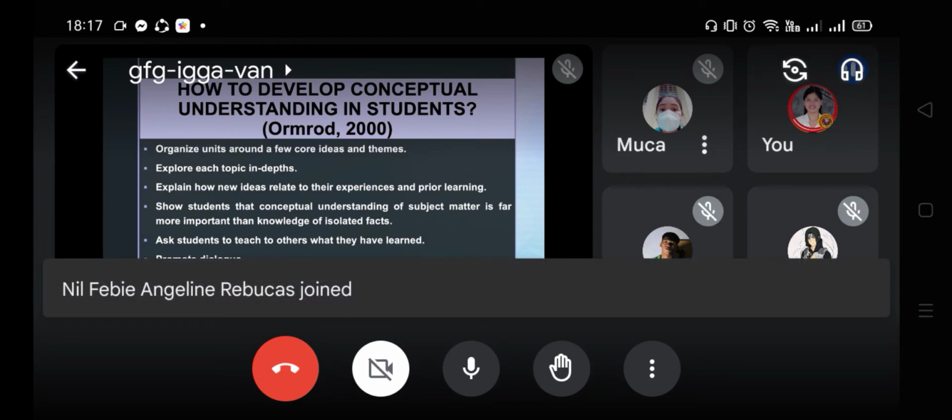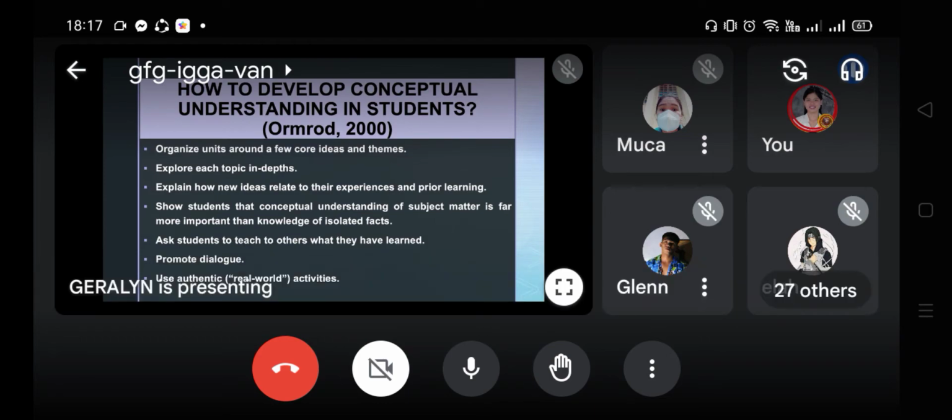So here are the steps or ways on how to develop conceptual understanding in students. So first, organize units around a few core ideas and themes. Explore each topic in depth. Kaning sila, kaning mga steps in promoting conceptual understanding. This is about communicating with the students. Dili lang teacher-centered. Dili lang sige istorya ang maestra. Dapat na ay times na pangutano ng estudyante so that they can also share their experiences and their prior learning.